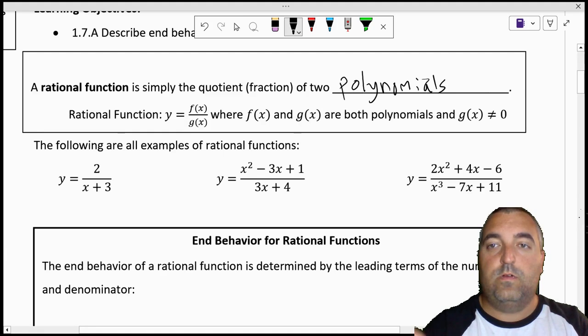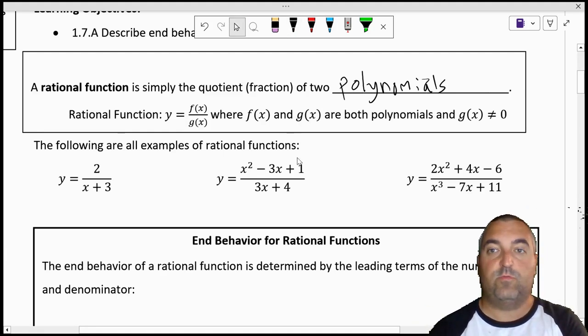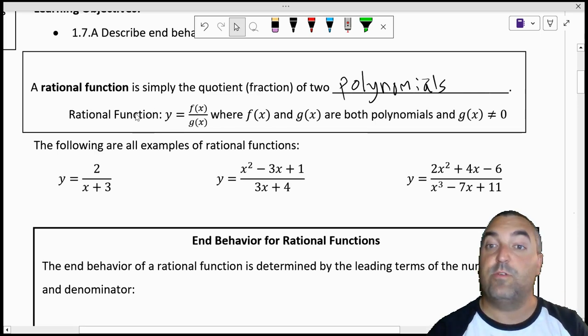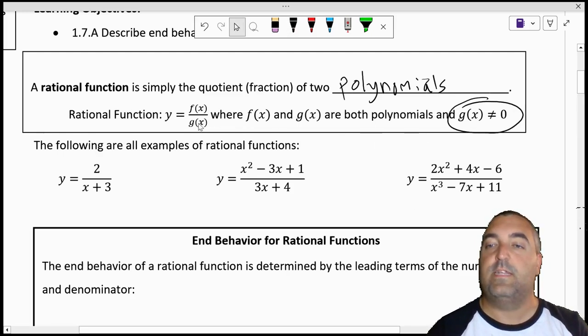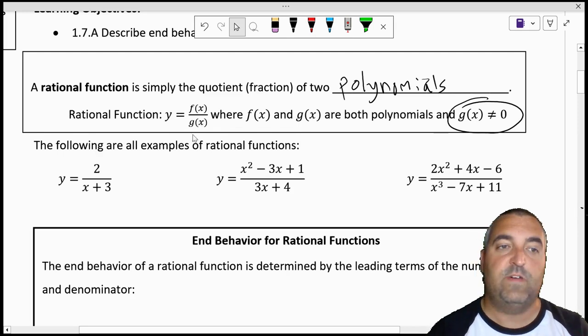Okay, so the last so many topics were all about polynomials. Now we're getting into when we have a polynomial over a polynomial. And because it's a fraction, the one thing we can't have happen is the denominator cannot equal 0 because we can't divide by 0.